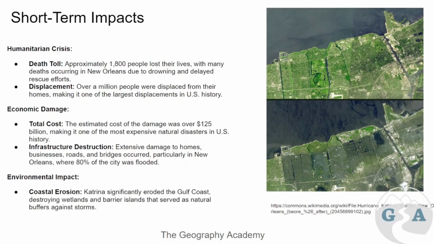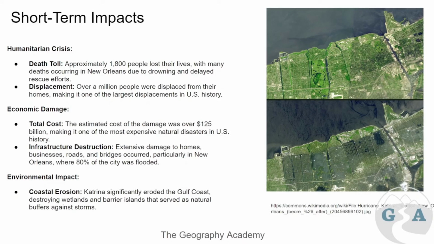The humanitarian crisis then, the short-term impacts, we can see here on the image how far the water was able to actually move inland and impact these areas completely. A lot of people were killed, so 1,800 is a very high death toll for a natural disaster, and over 1 million people displaced, meaning that they couldn't use their own homes, they had to move temporarily.